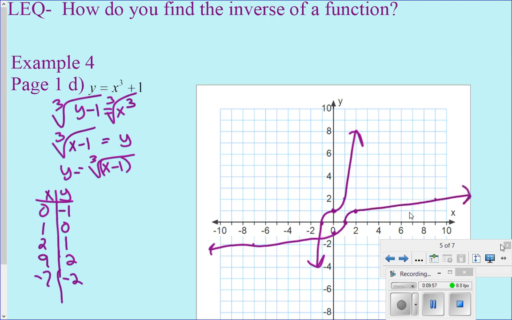Something like that. Okay, where this was the original and this is its inverse. Okay. So then at the bottom of page 1, it says, what's the line of symmetry? Well, remember from geometry what that means.